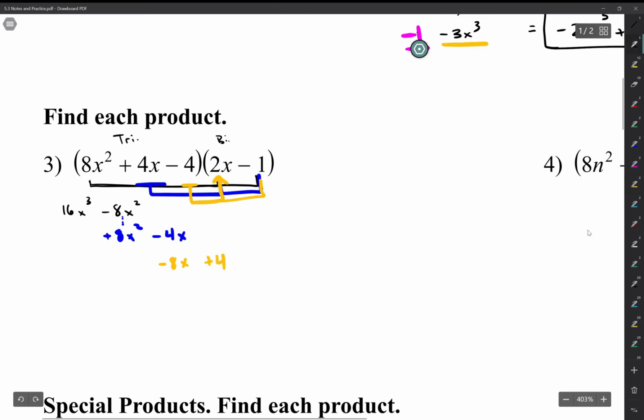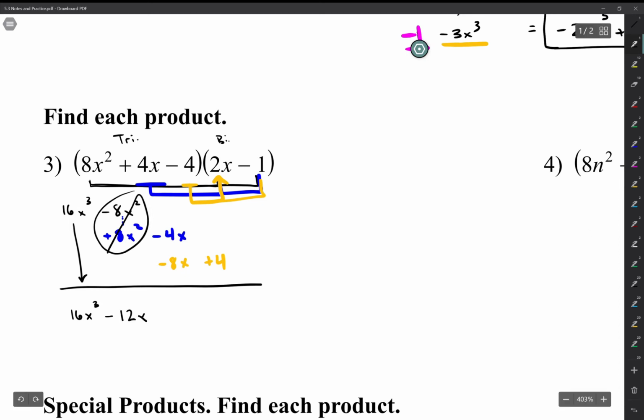Okay, so pretty snazzy stuff. Now here's the nice thing, 16x to the third, that does not add with anything else. The x squareds, they actually cancel each other out, so that's going to be 0. You don't need to write anything there. We'll have minus 12x and then plus 4. And that is multiplication of a trinomial times a binomial. Okay, just a little bit of a process.